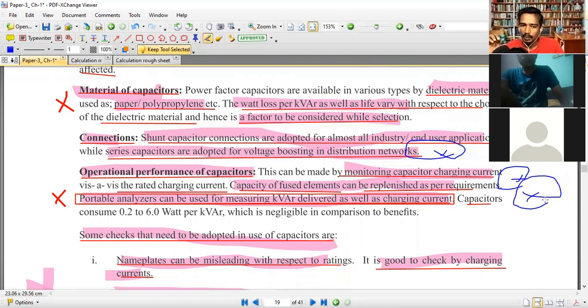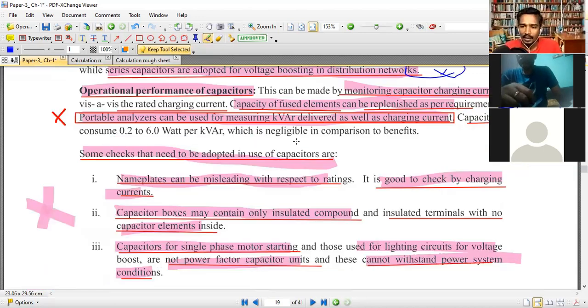You have to use the portable analyzer to measure the charging current per kVAR. This is the actual condition. They put the nameplate details, everything, but in actual condition inside the motor, the charging current may change. One more factor you have to consider is the nameplate detail. Sometimes you purchase another capacitor as per the motor, and the nameplate can be misleading. You have to check the charging current, which is very, very important.